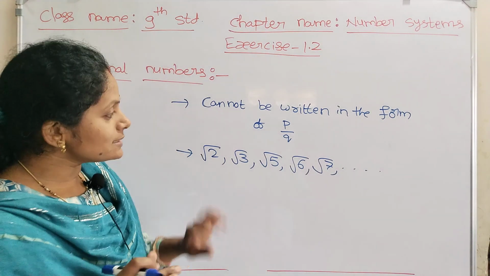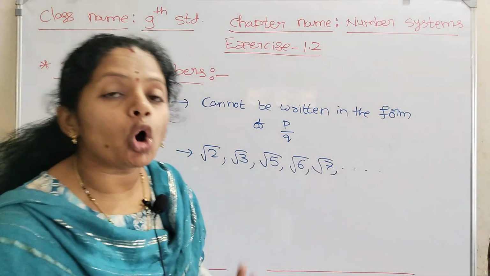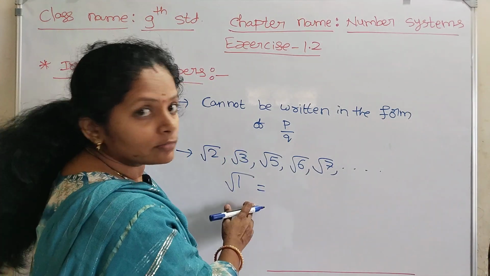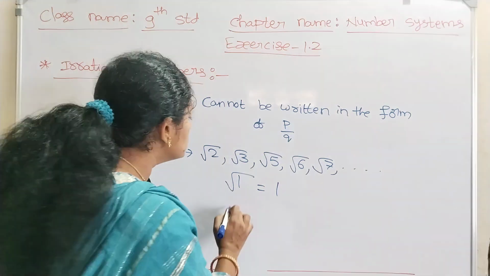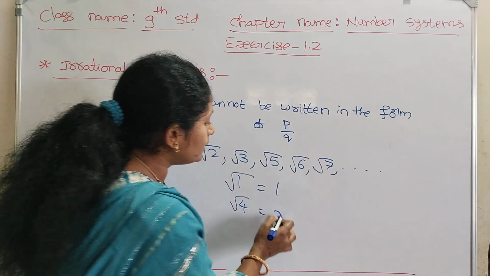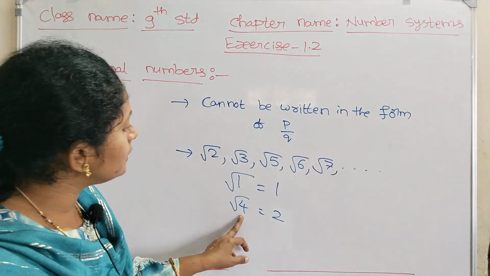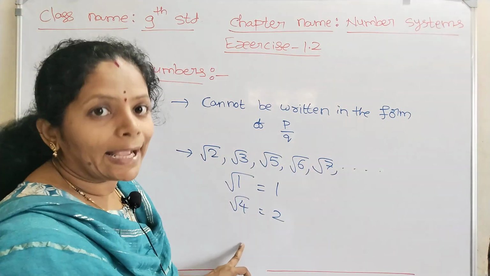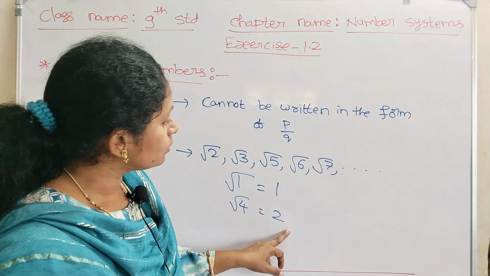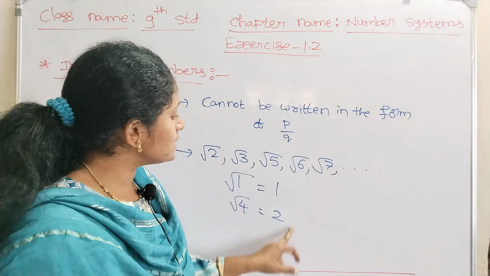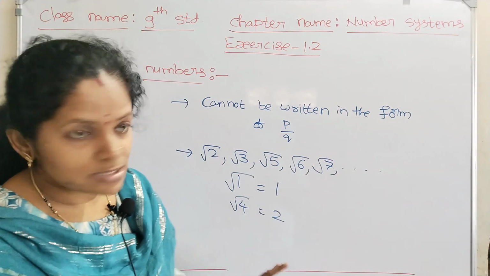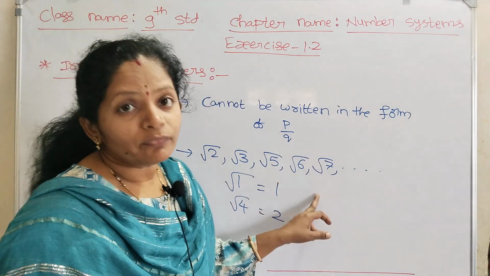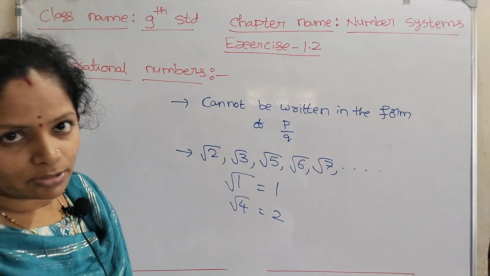We can say that all these numbers are said to be irrational numbers. As I said, the numbers which are not perfect squares: square root of 1, we can write it as 1. Square root of 4, we can write it as 2. These are perfect squares, like 1, 4, 9. These are not irrational numbers; these numbers are said to be rational numbers. Whereas the numbers under the root which are not perfect squares are said to be irrational numbers.